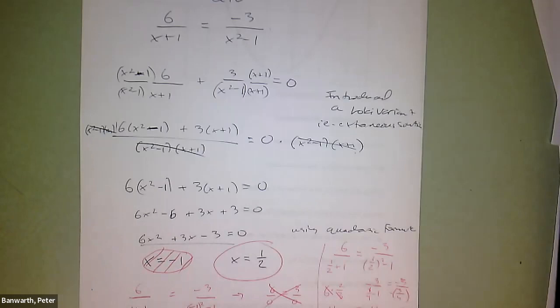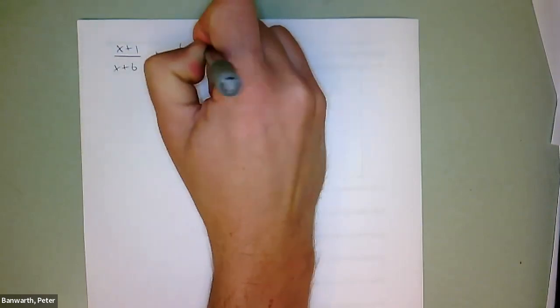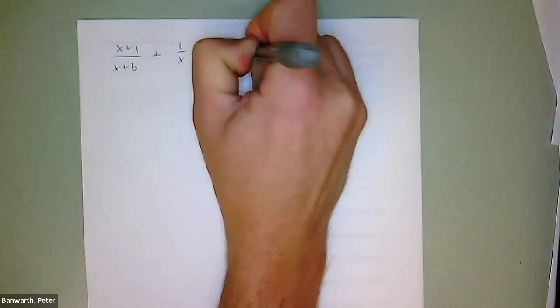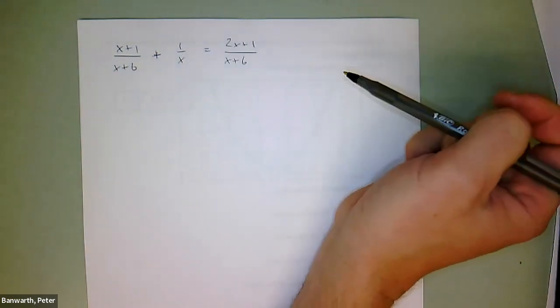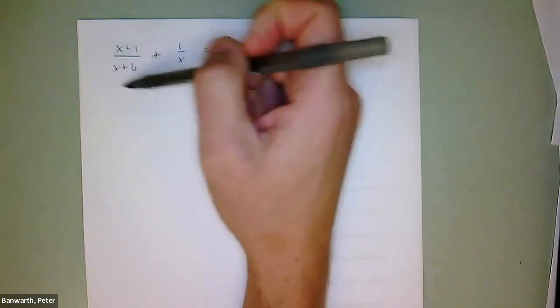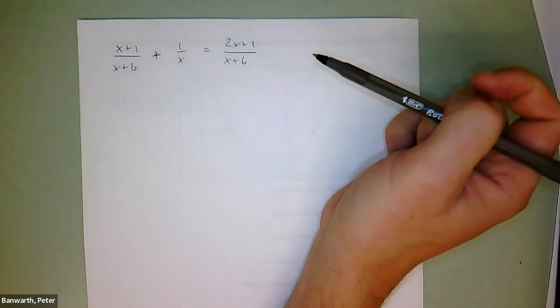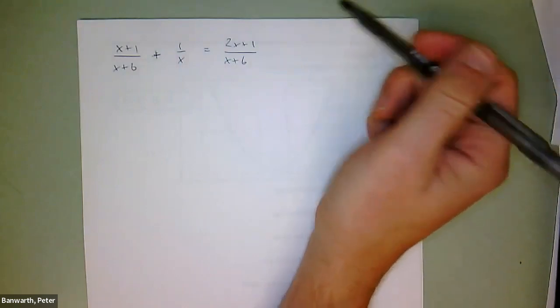I will do one more. This one's going to look pretty nasty. x plus 1 over x plus 6 plus 1 over x equals 2x plus 1 over x plus 6. So the thing you keep in mind when you're doing rational equations is you end up with a whole bunch of x's that you have to work with, and that can be pretty exhausting.